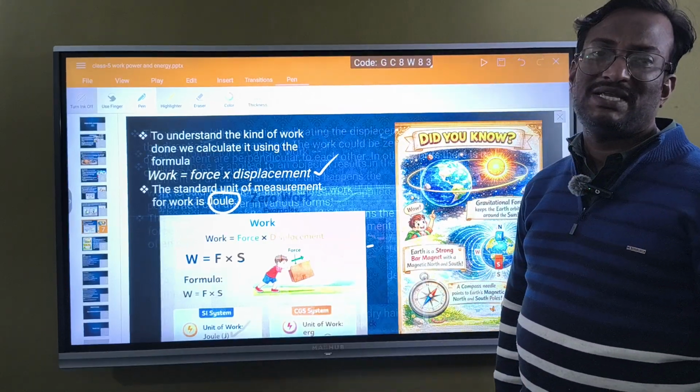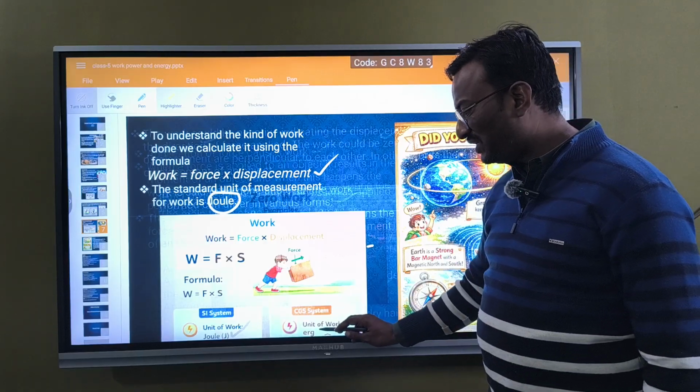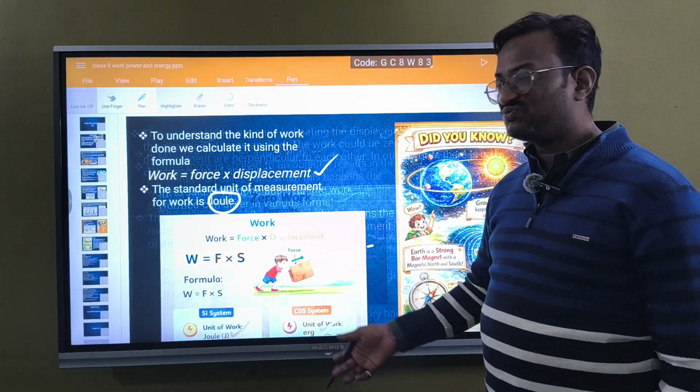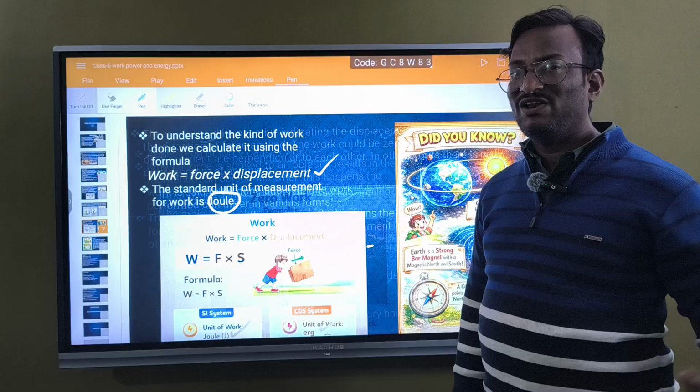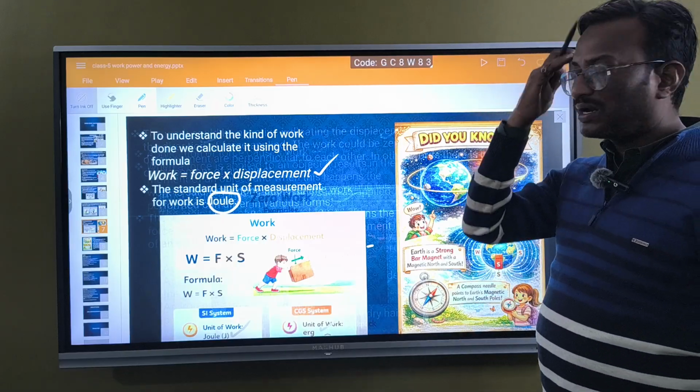The SI unit of work is joule. Remember that. The SI unit, the standard unit of work, is joule, and the CGS unit is erg. Erg is the CGS unit. In future we are going to discuss what is joule, what is the value of joule, and what is the value of erg, everything in the forthcoming classes.